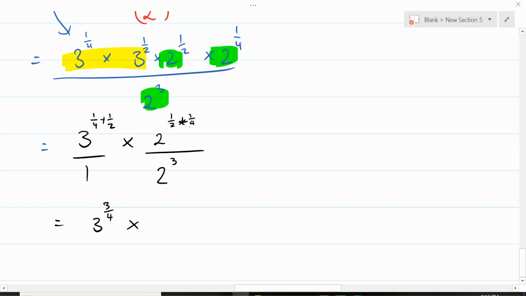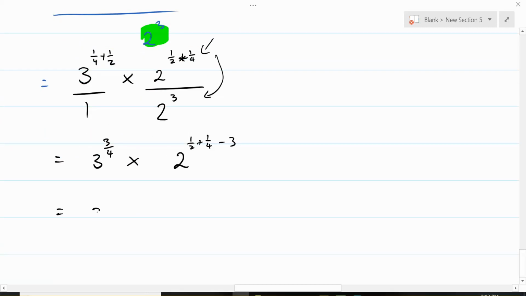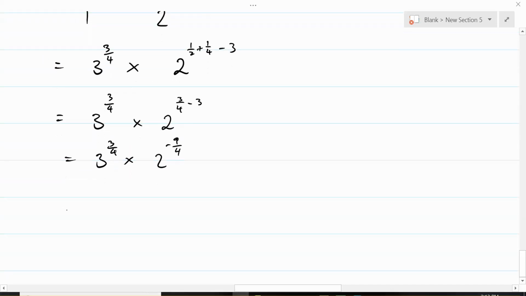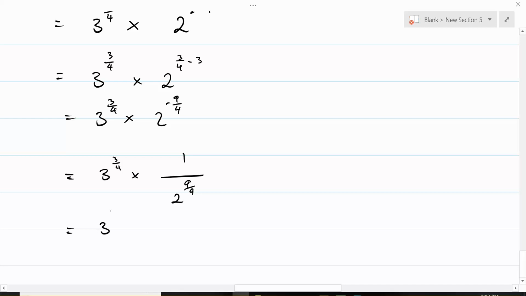Times, now that's 3/4 take away 3. Another way of thinking about it is 2 to the power of half plus a quarter, take away 3, because you're dividing. This now gives you 3 to the power of 3/4 times 2 to the power of 3/4 take away 3, which is 4 take away, yep, times 2 to the power of negative 9 on 4. So you leave your answer as 3 to the power of 3/4 times 1 over 2 to the power of 9 on 4.